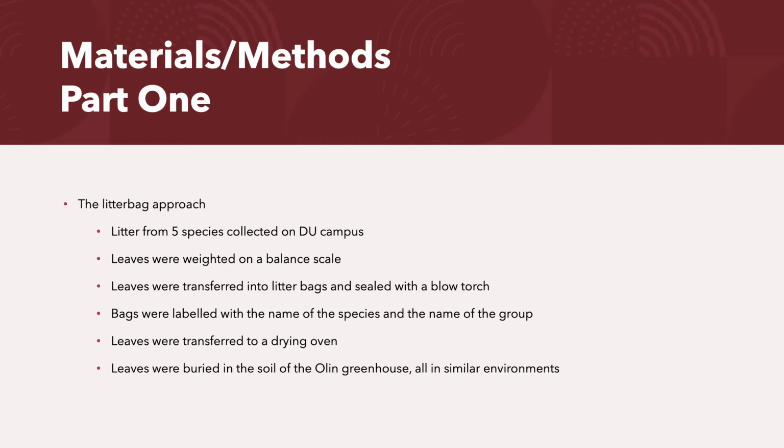In order to study the rate of decomposition of these plant species, leaves were collected from each of the 5 species. After recording the initial weight of the collected leaves, the litter bag approach was used. In this approach, the leaves were transferred into litter bags, which were sealed using a blowtorch. After labeling the litter bags, they were set in the drying oven in order to remove any added moisture.